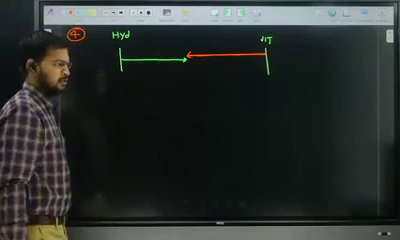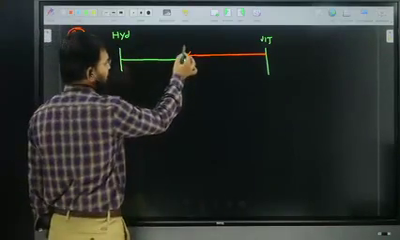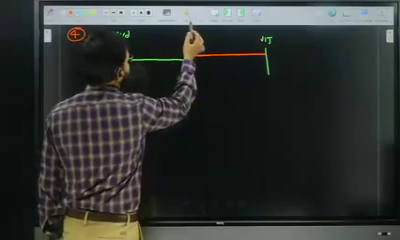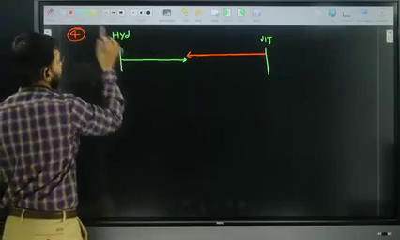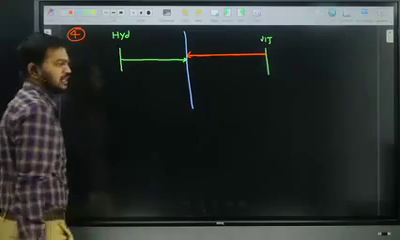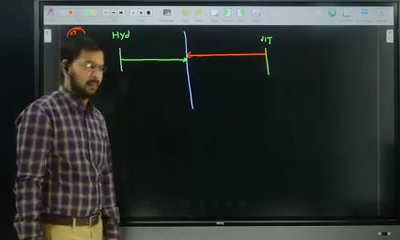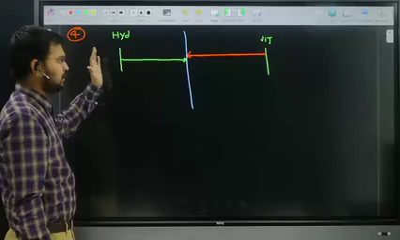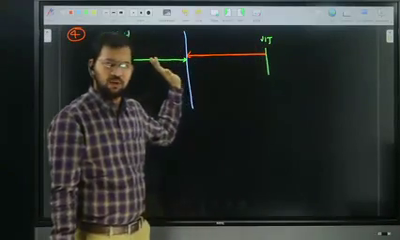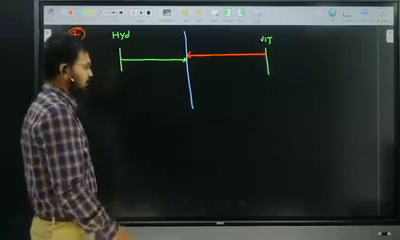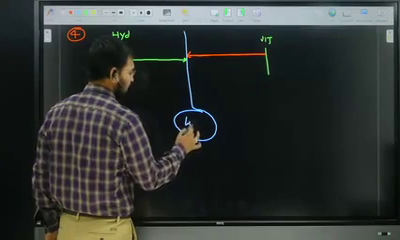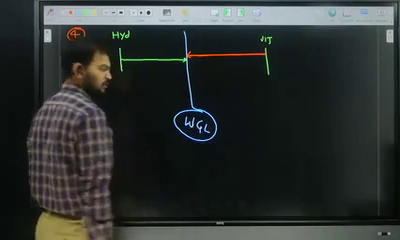Are you clear? At a certain point, this is the crossing point. The Hyderabad Express starts at Hyderabad and travels towards Vijayawada. The Vijayawada Express starts at Vijayawada and travels towards Hyderabad. At a certain point, say for example, this point is some station, some Warangal.